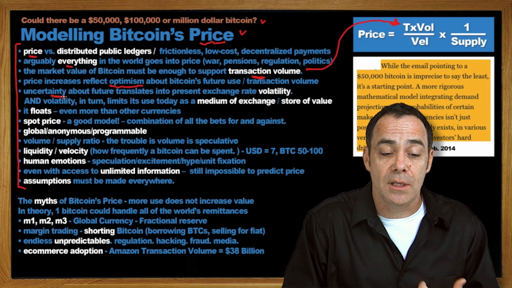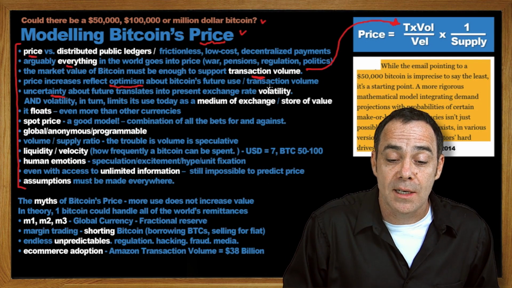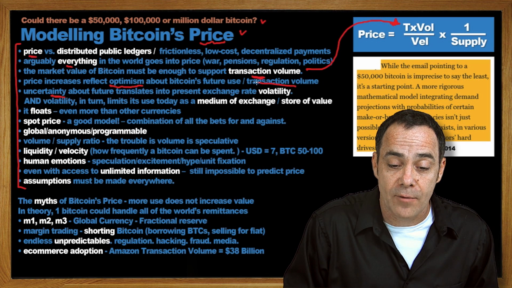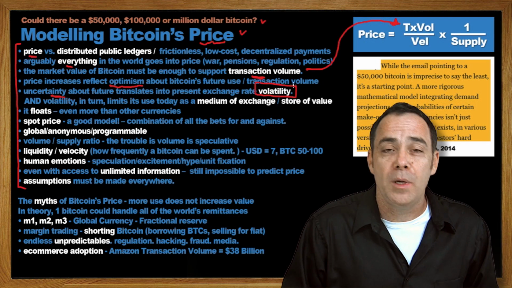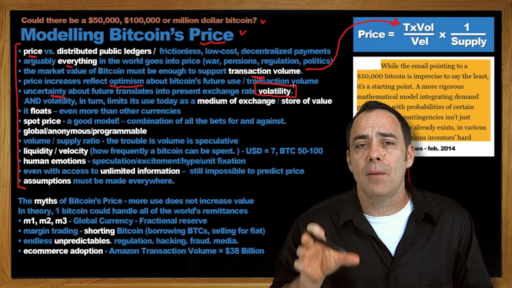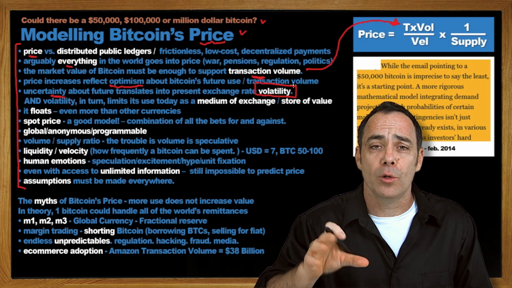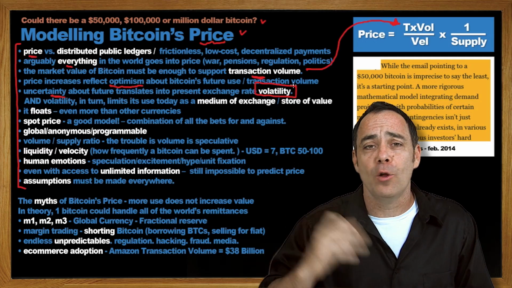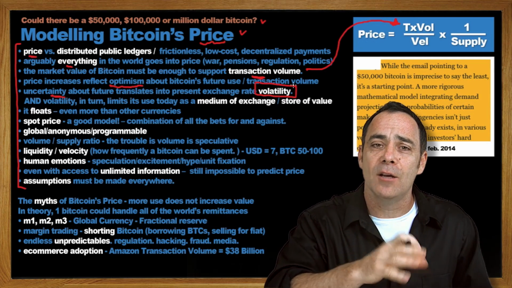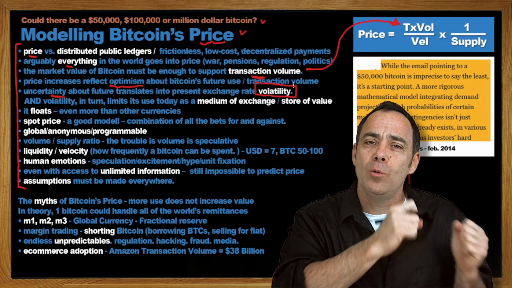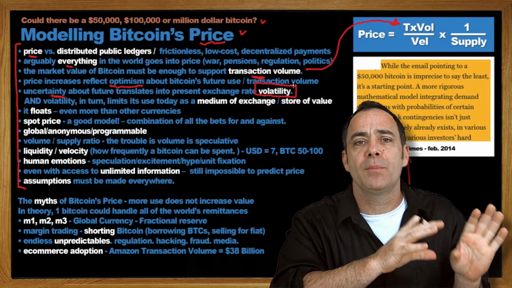And this uncertainty about the future translates into present exchange rate volatility, which is obviously a big concern with people dealing with Bitcoin, especially if you're looking at Bitcoin as a store of value, so something that might replace gold. You don't want the price flying all over the place if you're going to put your money in there to sort of hold it for a while. You want that to kind of be solid. You want it to be something you can rely on.